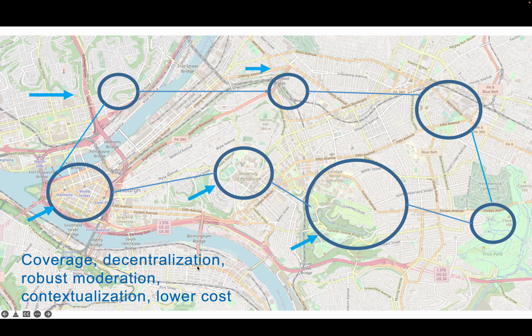Other things that happen are decentralization. Obviously, we see multiple people owning different billboard networks. Robust moderation. We have 7 moderators in a very small area, so a lot of people to moderate ads. Contextualization, since the area on the parks is different from the commercial areas and residential areas. And lower cost, since all of these people are competing for ads.